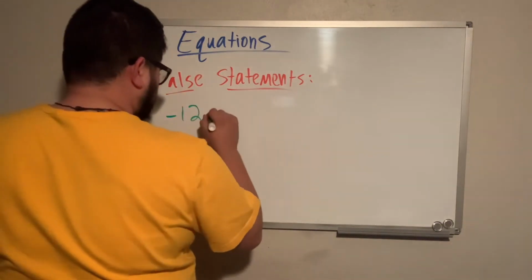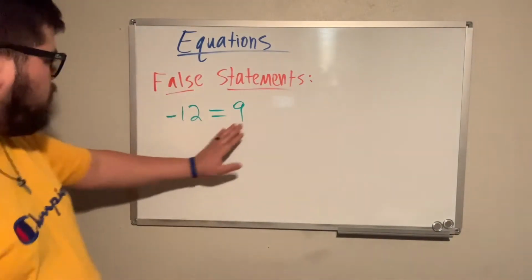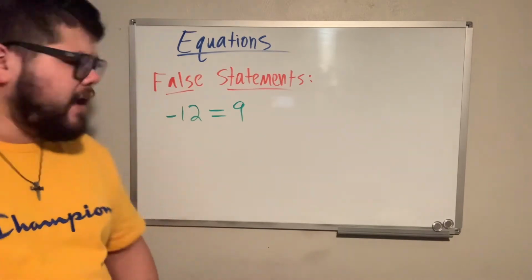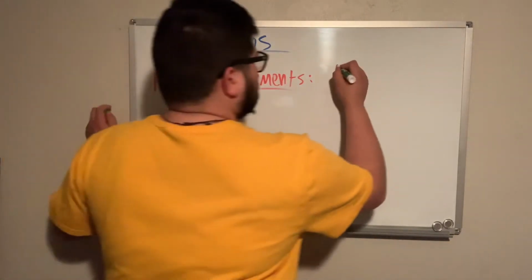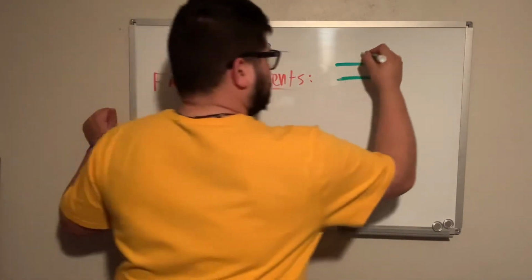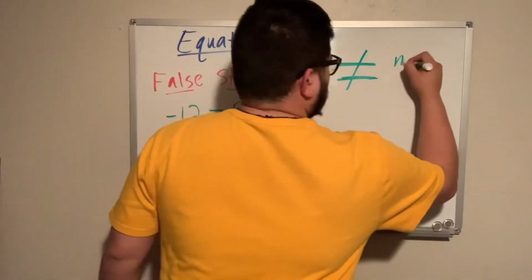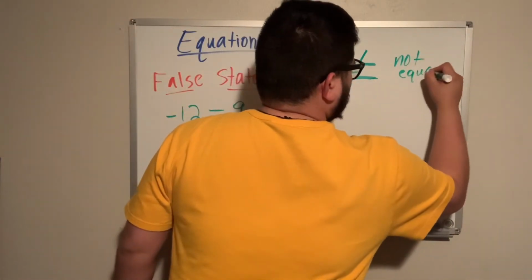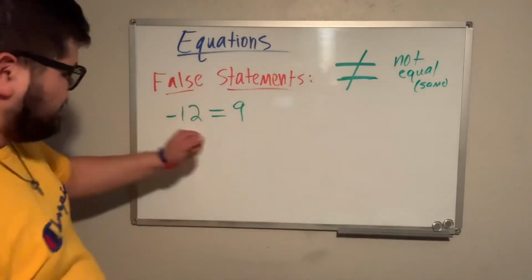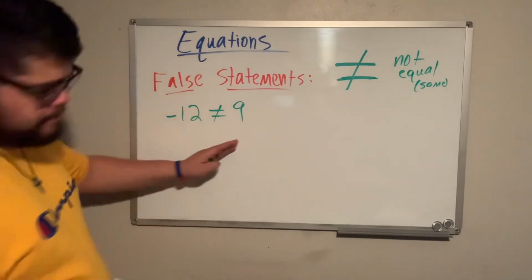All right, let's go over some false statements. Does negative 12 equal positive 9? Is that a true statement? No, right? Negative 12 is not the same thing. So let me give you a bigger picture of this. An equal sign with a slash through it means not equal, not the same. So I'm going to draw a slash through this: negative 12 not equal to 9.